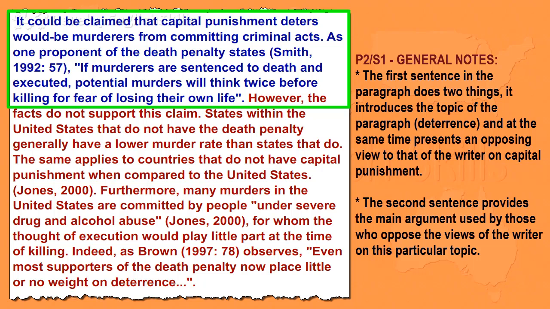The first sentence in the paragraph does 2 things. It introduces the topic of the paragraph, deterrence, and at the same time presents an opposing view to that of the writer on capital punishment. The second sentence provides the main argument used by those who oppose the views of the writer on this particular topic.